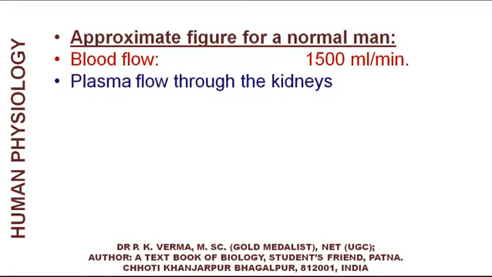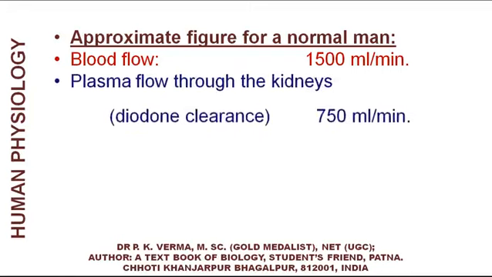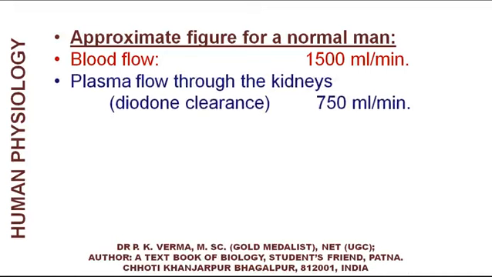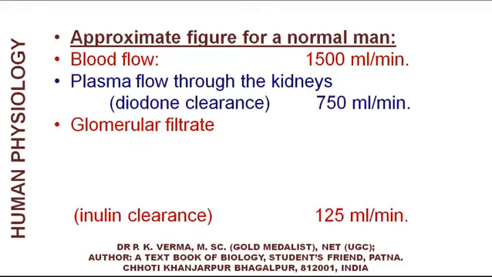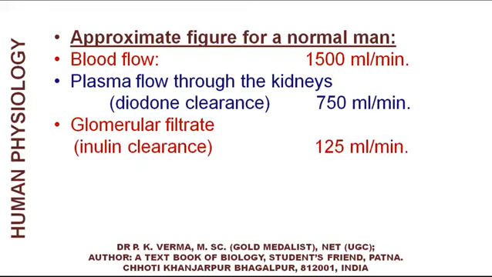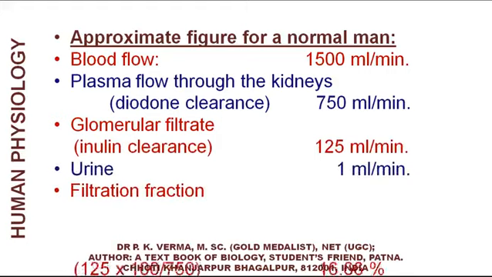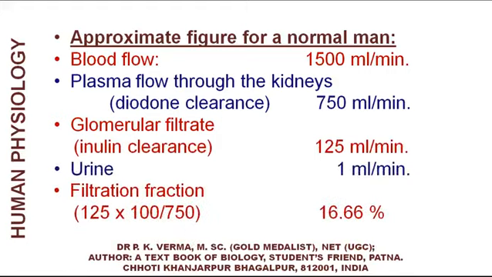Now, just as summary, blood flow is 1500 ml per minute, plasma flow through the kidneys as measured by diodone clearance is 750 milliliter per minute or 700 milliliter per minute. Glomerular filtrate measured by inulin clearance is 125 milliliter per minute. Urine is 1 milliliter per minute and filtration fraction is 16.66%.